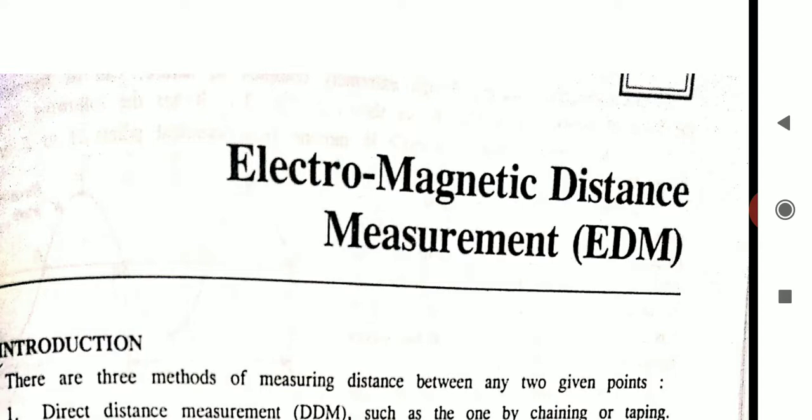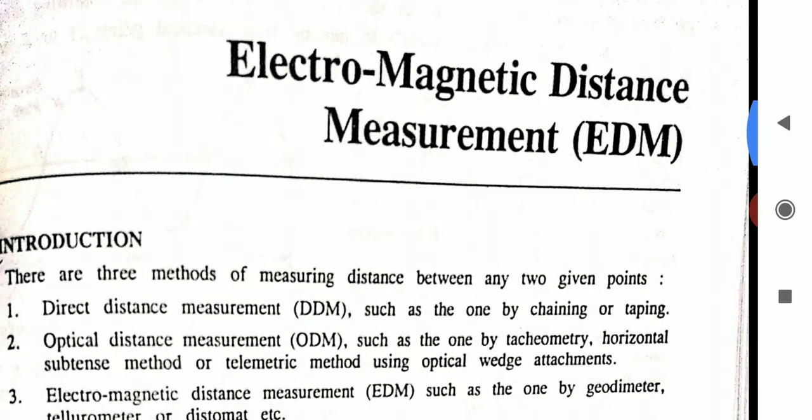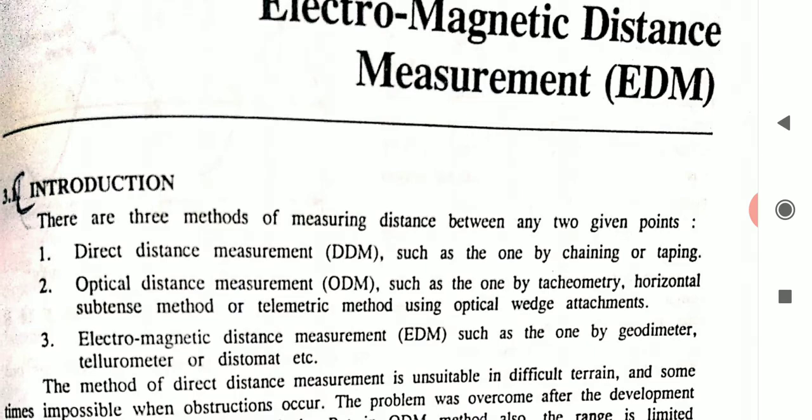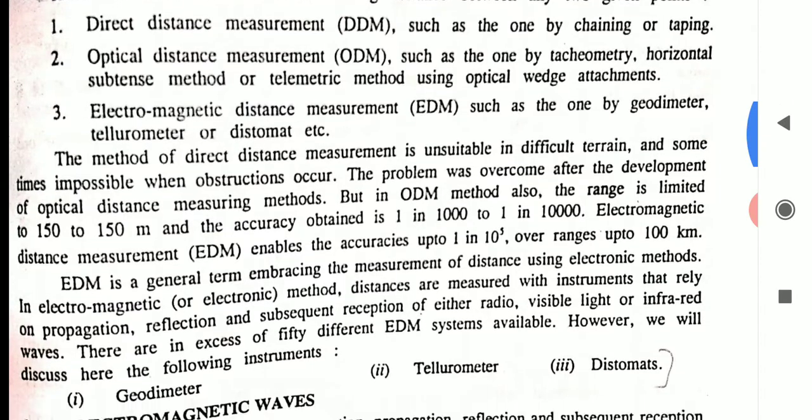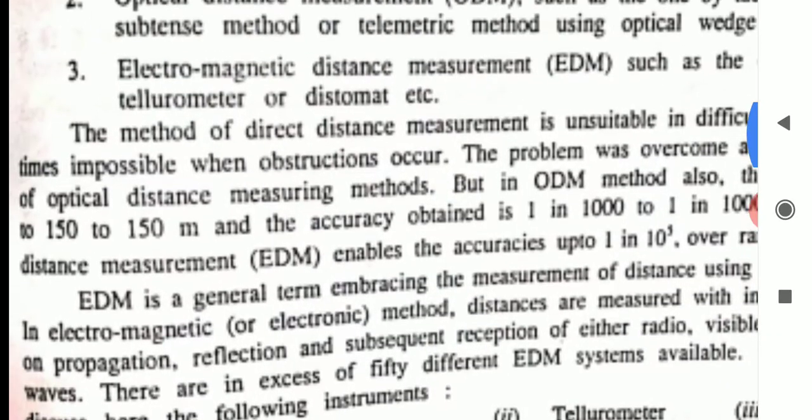In these cases, there are three instruments: geodimeter, tellurometer, distomat. There are three methods we will adopt. First one is direct distance measurement, the second is optical distance measurement, and the third one is electromagnetic distance measurement. In your syllabus, electromagnetic distance measurement is the only one included. We will discuss the electro distance measurement.